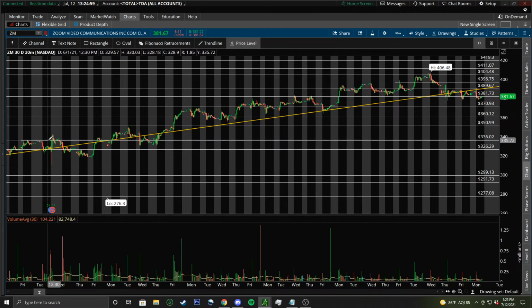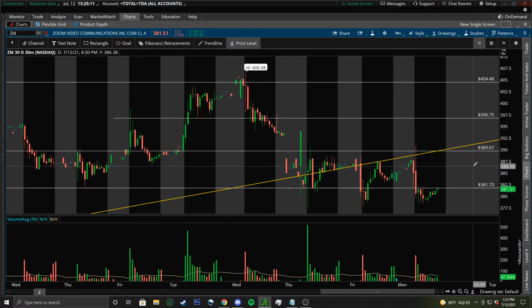Pretty common resistance, and then it was turned support right here. So very good level in between there that I didn't have. Another one right here, good resistance, turned support before it pushed up higher. So that's very nice. So now, trade plan.